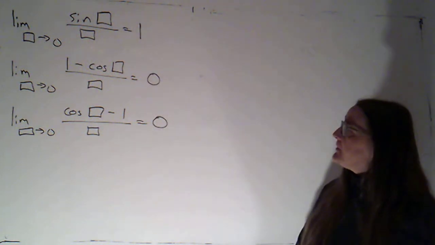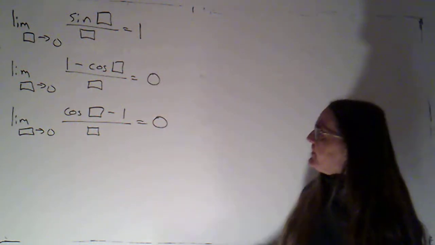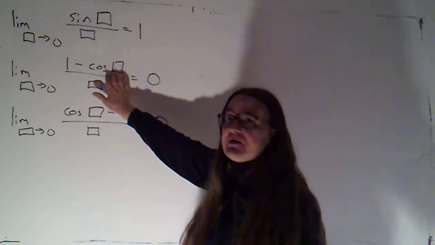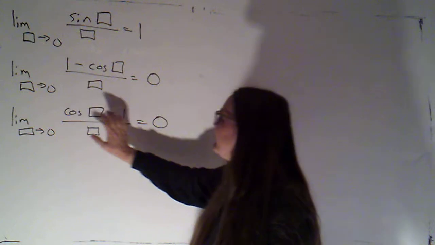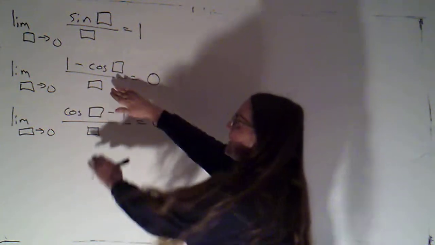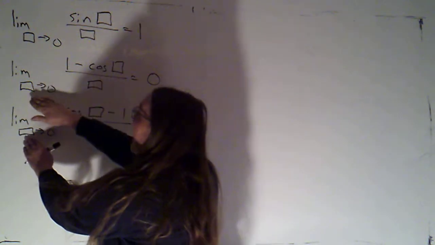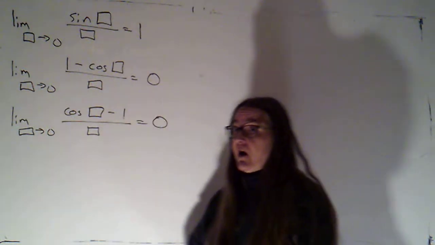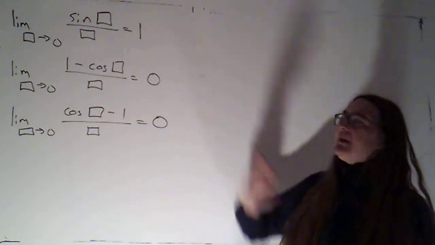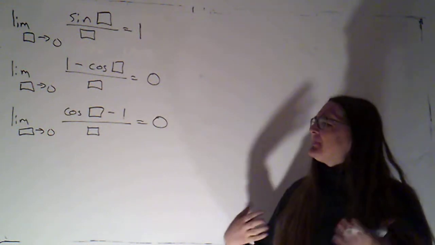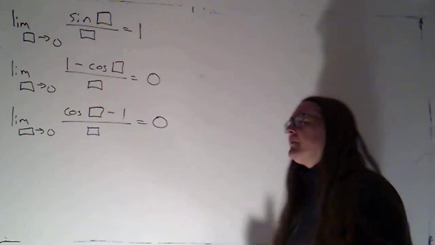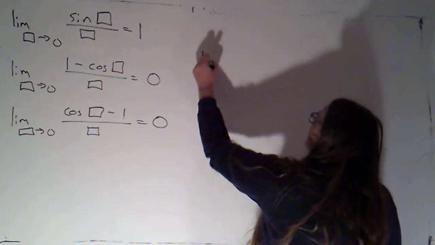Same thing with the other limit, and I gave you just 2 versions of it. We can either have 1 minus cosine of a quantity or cosine of a quantity minus 1 on top. If we're dividing by that quantity and that quantity goes to 0, we can say that that limit is 0. Now, how does this help us? Well, that's going to allow me to evaluate a few more limits.